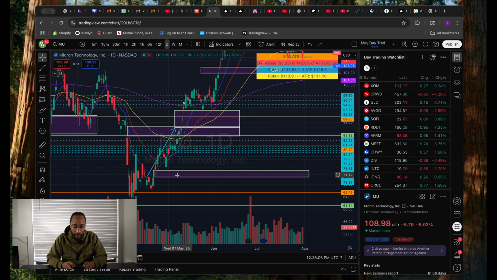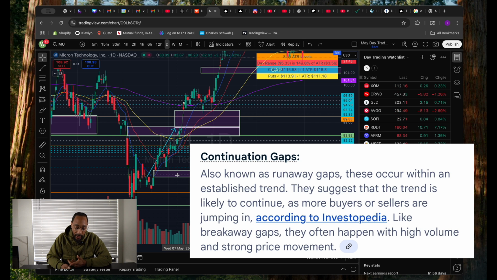So the next type of gap that we have is going to be a continuation gap. A continuation gap, also known as a runaway gap, occurs within an established trend. They suggest that the trend is likely to continue as more buyers or sellers are jumping in, according to Investopedia. Like breakaway gaps, they often happen with high volume and strong price movement.